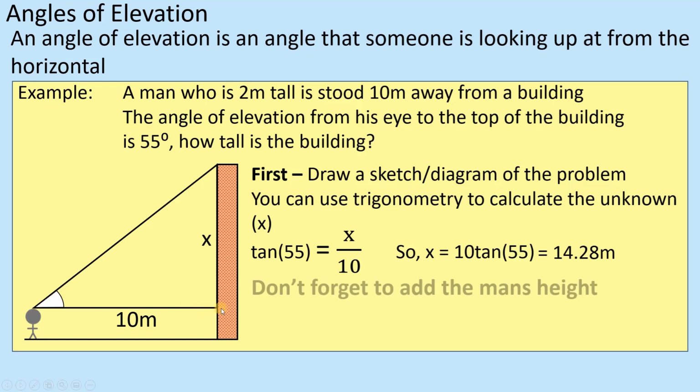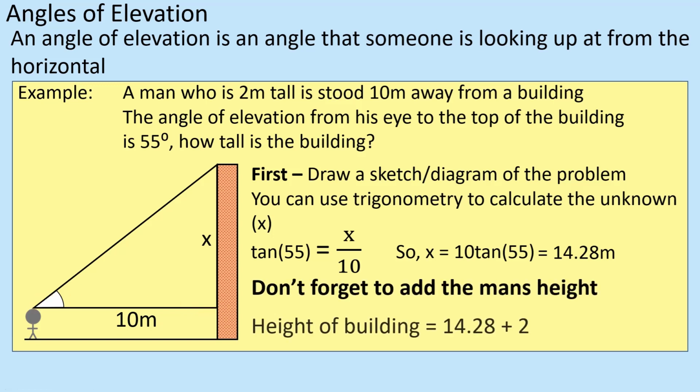All right, so we need to add this height onto the top of it effectively. So we're going to add 2, so it's going to be 16.28. So you can see from here what they're trying to do is they're not necessarily trying to trick you, but they're trying to provide you with some additional information which may separate one student from another.